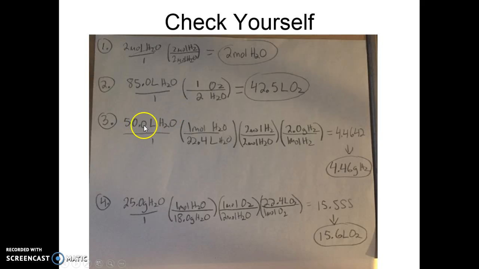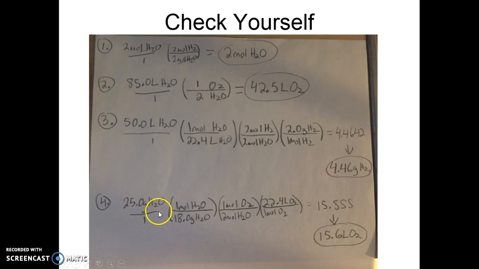In the third question, you were converting from liters of H2O to grams of H2. In order to do that, you had to first convert from liters of H2O to moles of H2O, then from moles of H2O to moles of H2 using the mole ratios between H2O and H2, then convert from moles of H2 to grams of H2 by using the gram formula mass.